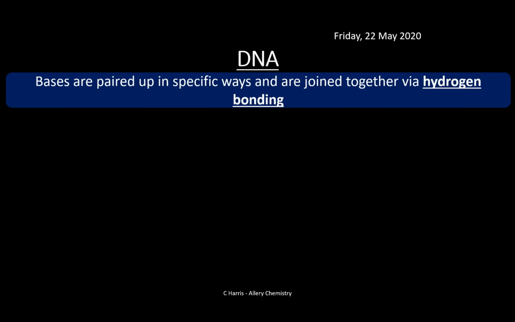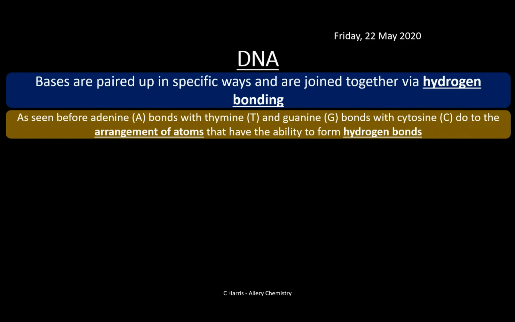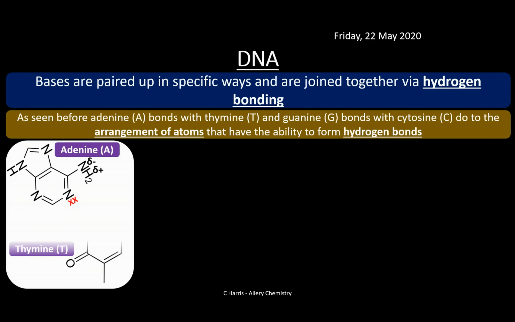Okay. So the bases are paired up in specific ways. So we've seen the bases that are formed, as you can see within our DNA, and they're joined together using hydrogen bonding. Okay, so as we've seen before, the A bonds with T and G bonds with C, and the arrangement of atoms, they're arranged in a particular way, and it allows them to actually form a hydrogen bond. So let's have a look.